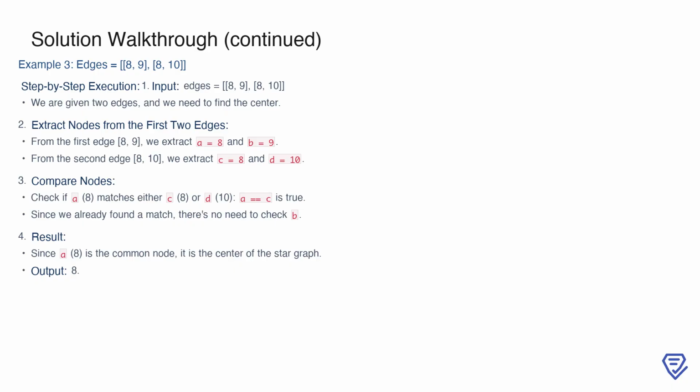To find the center, we start by comparing the nodes. First, we check if a, 8 matches either c, 8, or d, 10. In this case, a equals c is true, so we immediately determine that a is the common node. Since we have identified a match, there's no need to check b further. The center of the star graph is node 8, and that is our final output.